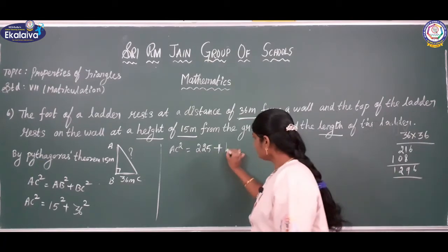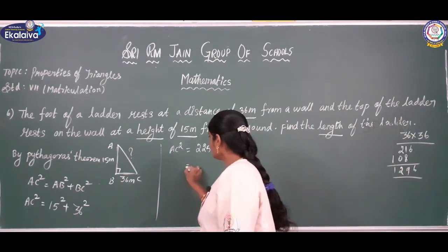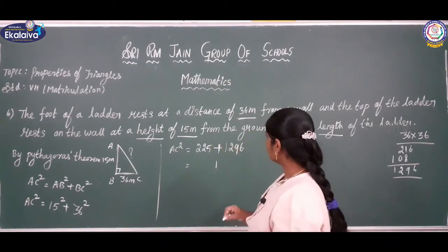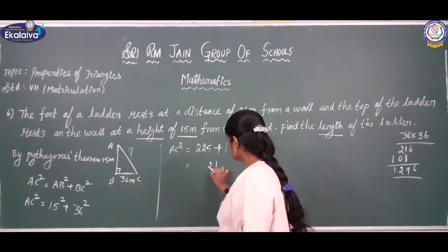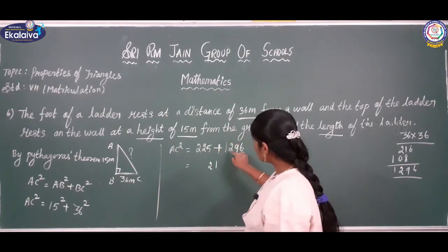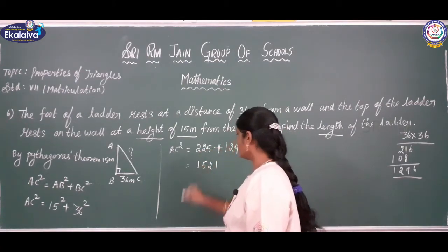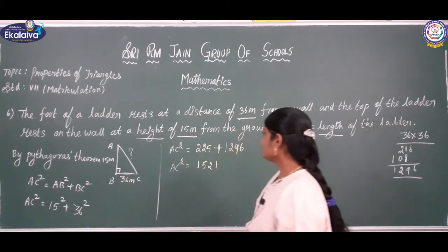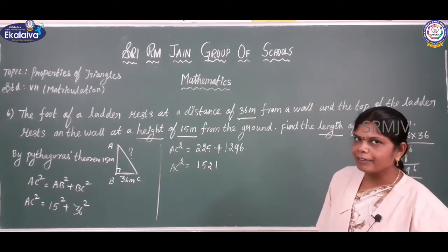So 1296. Now you add this: 6 plus 5 is 11, 1 remaining 1. 1 plus 9 is 10, 10 plus 2 is 12, 2 remaining 1, 1 plus 2 is 3, 3 plus 2 is 5, then 1. So what are we getting? AC square equals 1521.